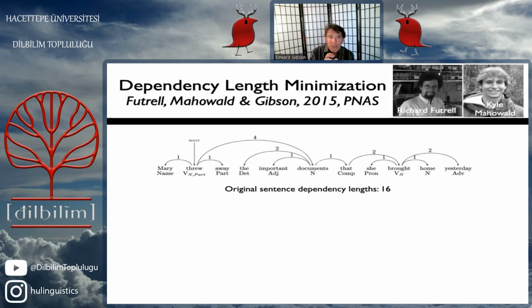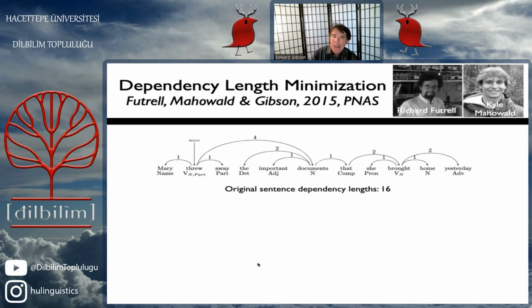And so for every sentence and for every one of those languages, we computed the total dependency distance in terms of words, just for simplicity. Here's "Mary threw away the important documents that she brought home yesterday." The total distance there is 16: just 1 + 1 + 4, etc. is 16. That's an English sentence. That's the total dependency distance for that sentence.